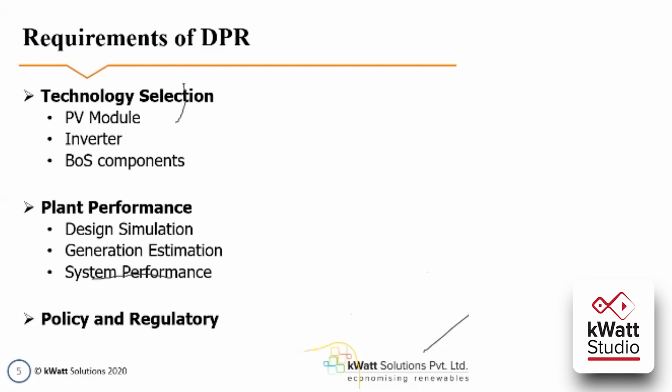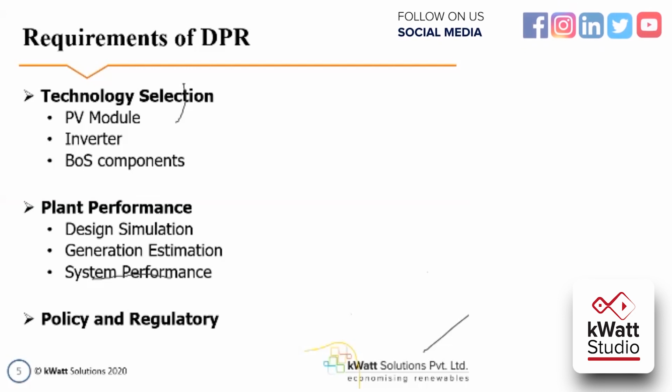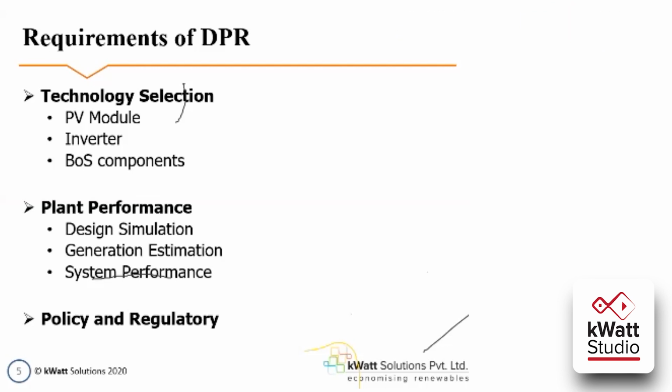BOS is nothing but balance of system. Balance of system, except the solar module, whatever component is required for the generation and flow of electricity from the solar module to the load is called BOS, like inverter, ACDB, DCDB, cables, MCB, MCCB, SPDs. All these things come under balance of system, except the solar module.